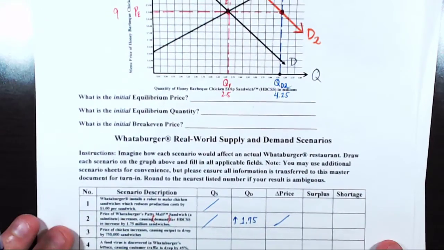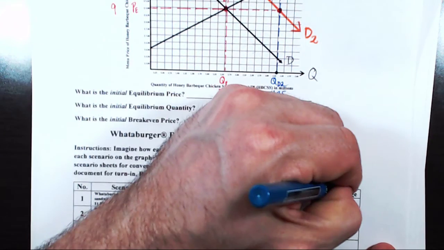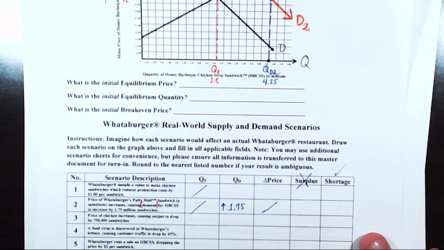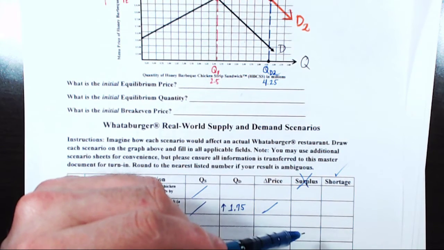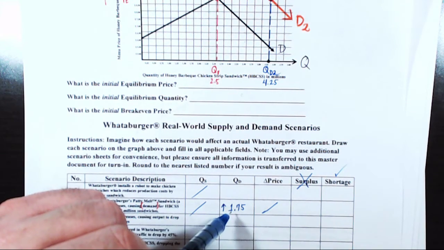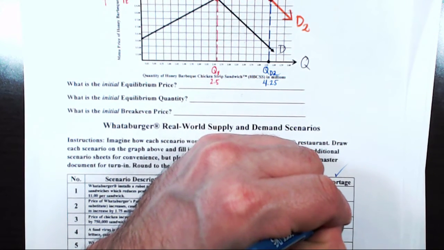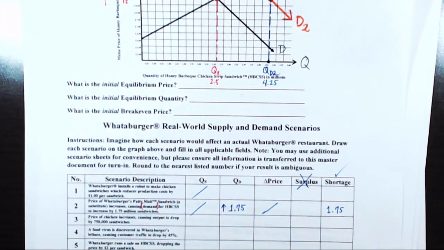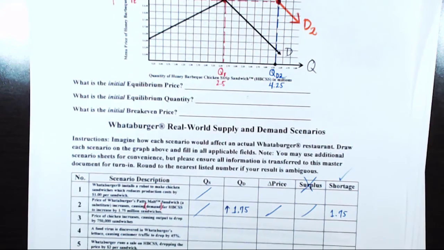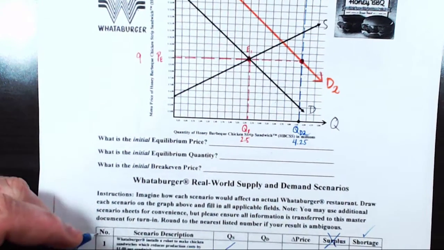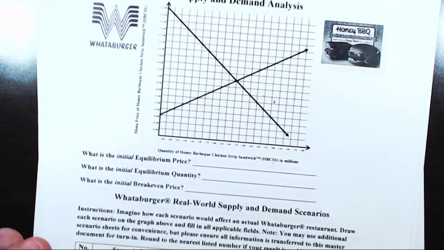Demand increased, but supply did not increase. So we do not have a surplus. Instead, we have a shortage. And that shortage is equal to the increase in demand. So the shortage is equal to 1.75 million sandwiches. That's the shortage. Okay, so there's no surplus here. And that's it. You've completed scenario number 2. So check that box, and we'll move on to scenario number 3.